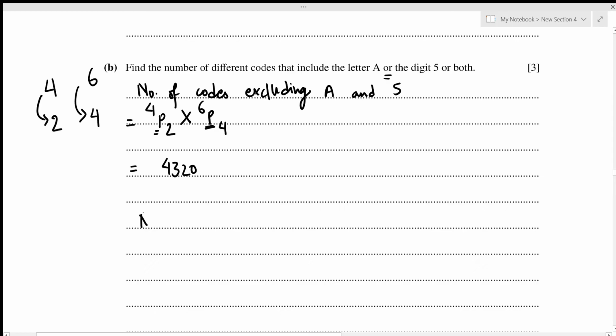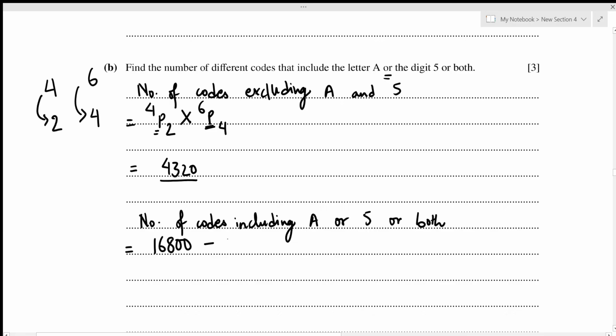Now we need the number of codes including A or 5 or both. Now, as I said before, for this we just need to subtract the number of codes excluding A and 5 from the total number of codes without any restrictions, which we figured out in the first portion. And the value we figured out was 16,800. So we just need to subtract the value we just figured out. That's going to be 4,320. This gives us the final answer to be 12,480.